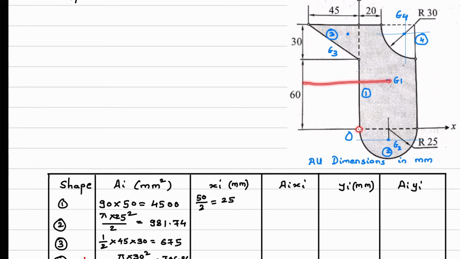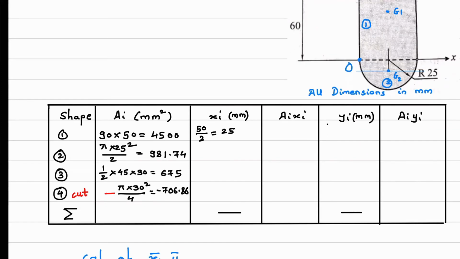Next we will consider y distance of this G from point O. What will be this distance? What is the total height of rectangle? It is 90. 90 divided by 2. So y1 is 90 divided by 2, which is equal to 45.